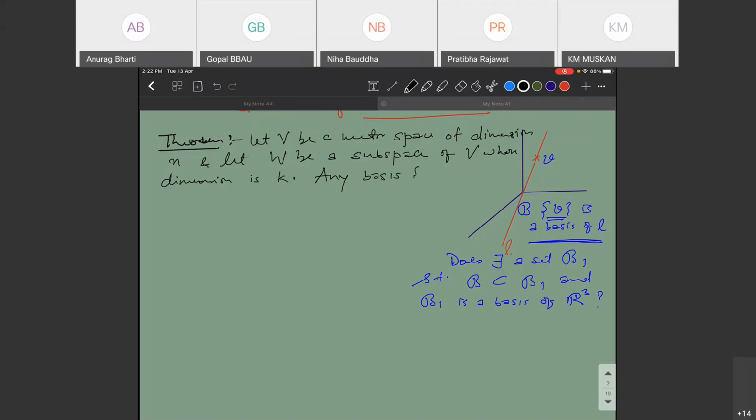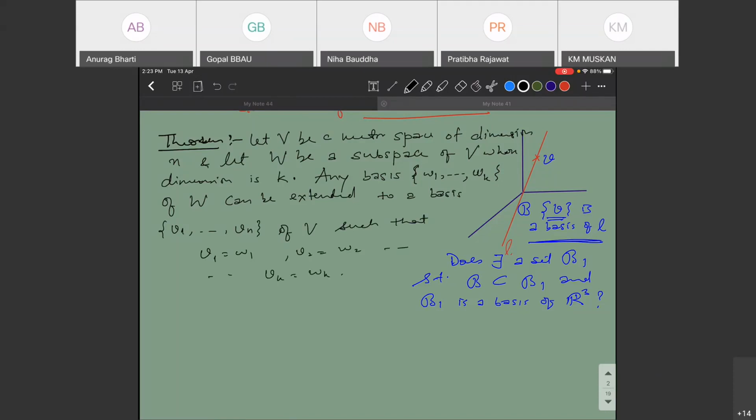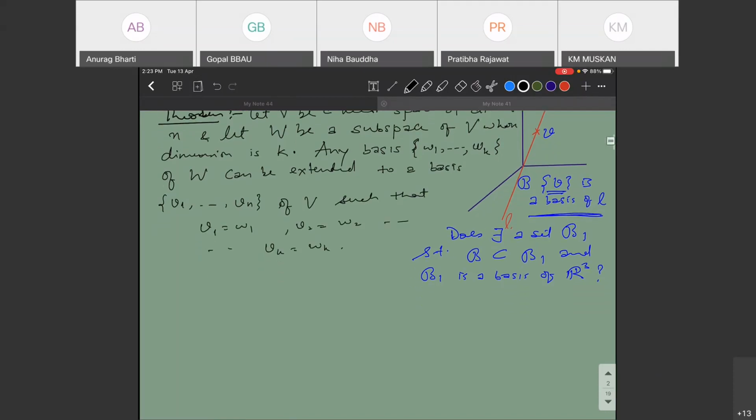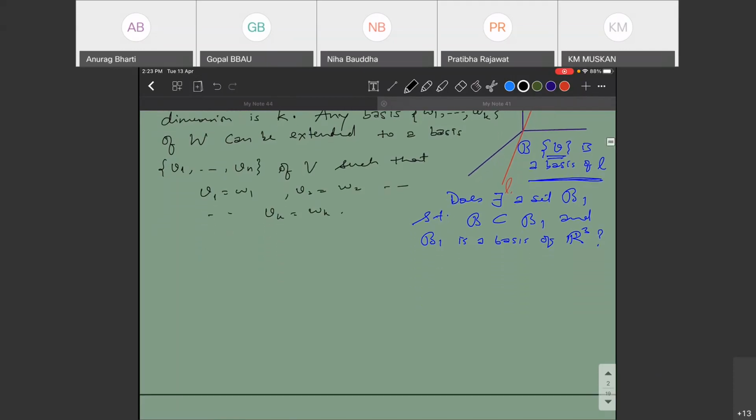Okay, then any basis of k elements, so there are k elements W1, W2, Wk of W, can be extended to a basis V1, V2, Vn of V, where V1 equal to W1, V2 equal to W2, and up to Vk equal to Wk. So first k entries are W1, W2, Wk, and others are Vk plus 1 to Vn. So can we do that? This theorem says, yes, we can do that. And let's see a proof of this theorem.